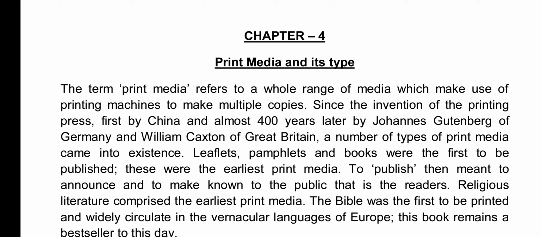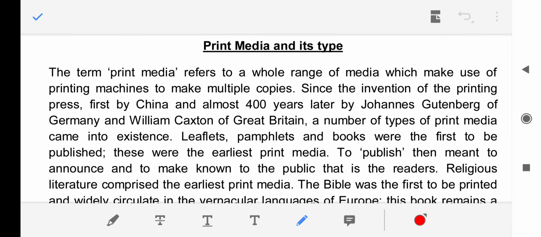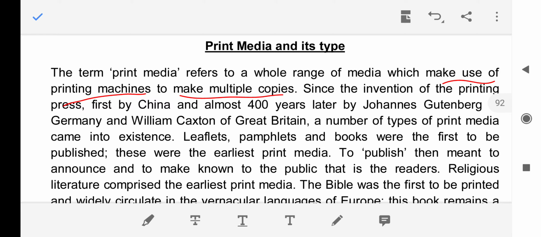The term print media refers to a whole range of media which make use of printing machines to make multiple copies. As all of you know, printing machines are used to make multiple copies of a single book or any pamphlet or anything that is written on a page.